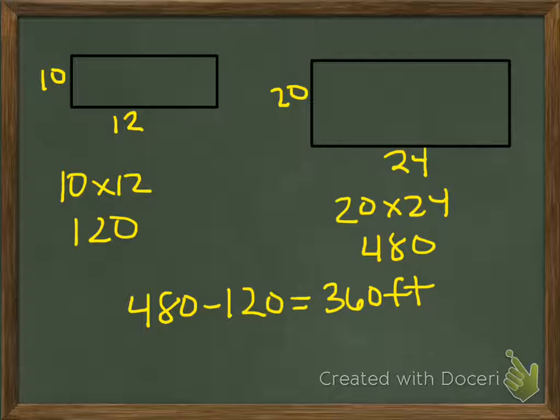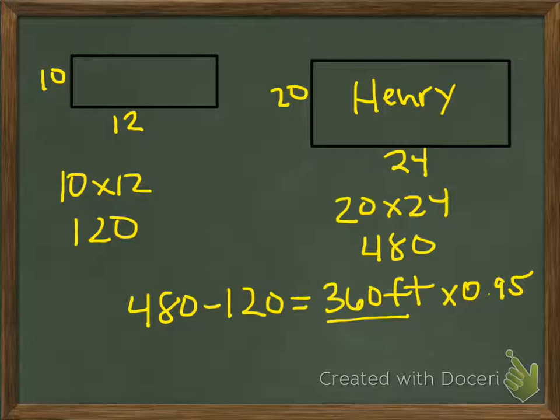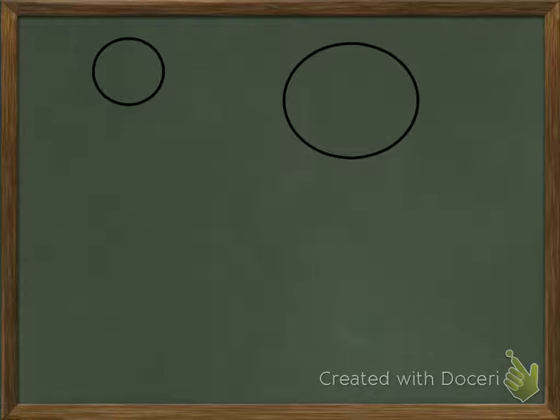All right, now the second part of the question says it costs 0.95, so 95 cents per square foot for carpet. How much will it cost Henry to carpet his living room? So this is Henry right here. Okay, so we're going to take this 360 feet and multiply it by 95 cents. When you do that, you should get $456 for that one.